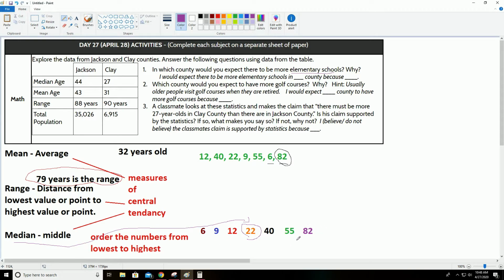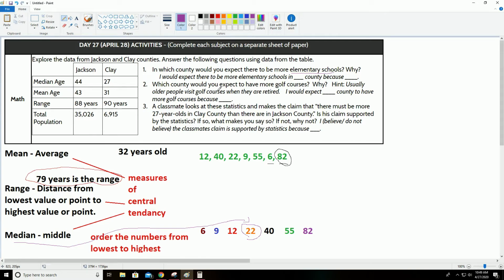Are their parents going to be 82? Are their parents going to be 22? Are they going to be 40? So kind of keep that in mind when you're thinking about where would you expect there to be more elementary schools and why? Because I think you're going to find that probably you're going to need some younger people if you're going to elementary school.